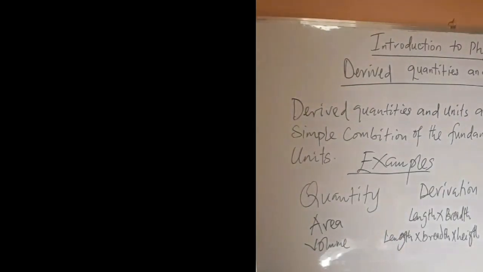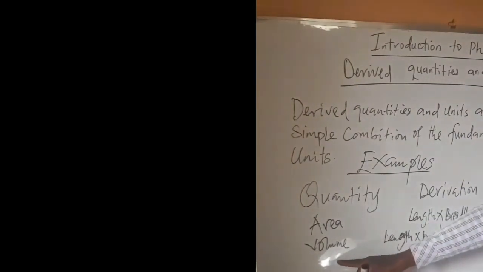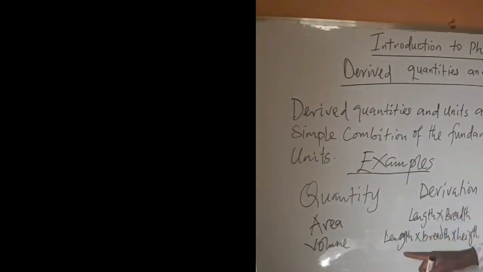From the law of indices, when you are multiplying, you take only one of the base and you add up the power. So one of the base is what? M. So we have 1, 2, 3, so we have 3 as the power. So it will be meter cube. So the quantity is now volume. Volume is not a fundamental quantity, but it is a derived quantity. The derivation is length times breadth times height, and the unit is meter cube.